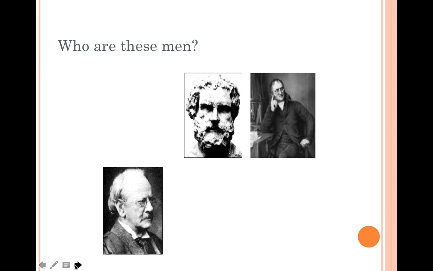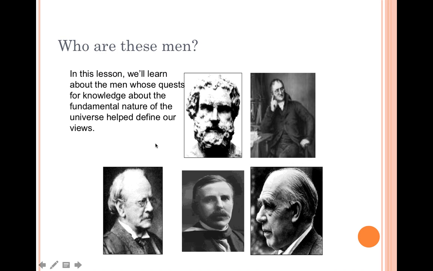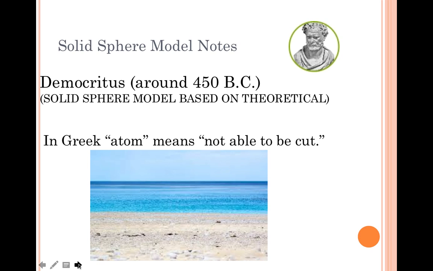So we're going to be talking about the specific men that you're seeing here, okay, as they think about the fundamental nature of the universe. And these are the people that the Virginia SOL wants you to know about. So here we go. Starting with Democritus.